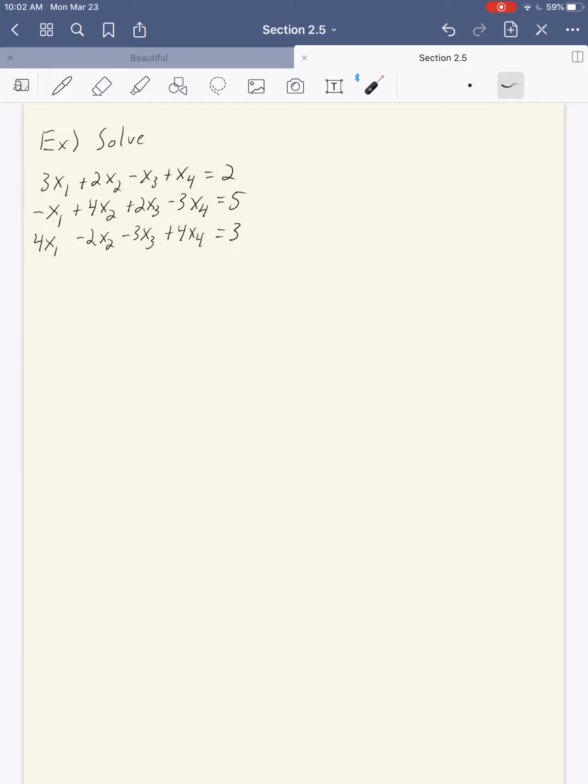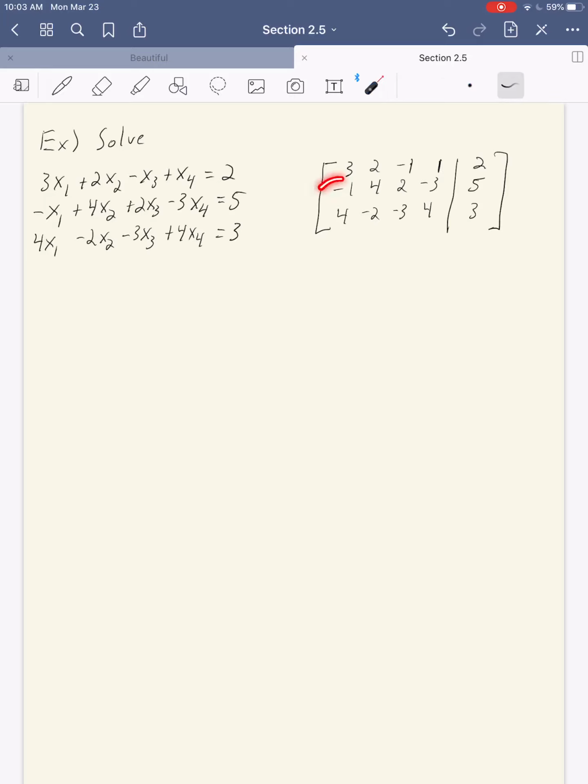All right, let's take a look at solving this guy. So we've got a new system to solve. First step that we're going to do is immediately put it into that augmented matrix form. So as an augmented matrix, this would be 3, 2, negative 1, 1, and then that vertical line and 2, then negative 1, 4, 2, negative 3, and 5, 4, negative 2, negative 3, 4, and 3. Okay, so we've got some things to definitely do here.